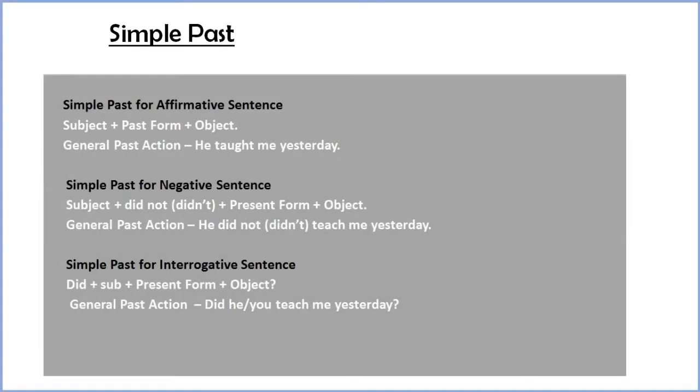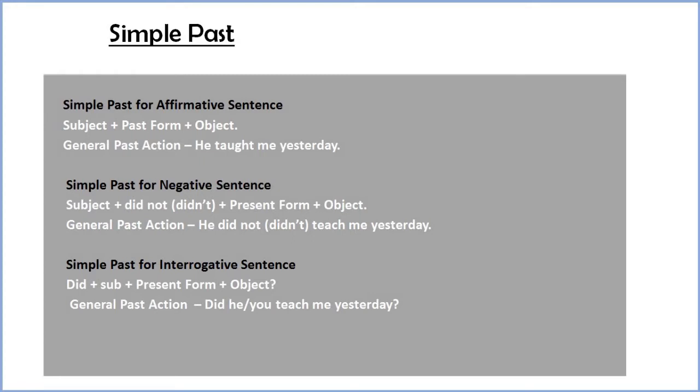So students, here are the rules given below. For simple past, we use subject plus past form plus object. For example, he taught me yesterday. For negative sentences, we use the rule subject plus did not plus present form plus object. For example, he did not or he didn't teach me yesterday.